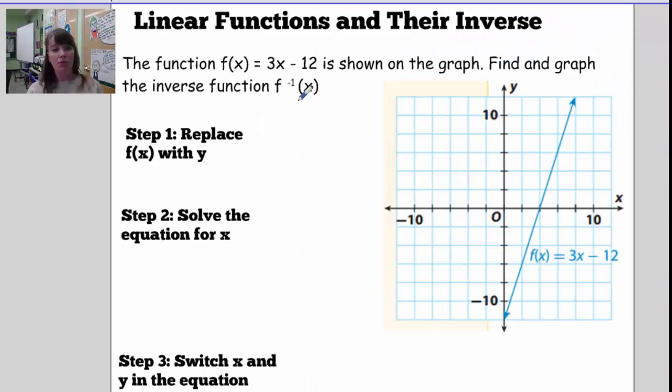All right, so we're going to do the same thing here, but then what we're going to do is graph it after we're finished. So here we take the original function and replace it with y. So we have 3x minus 12. This is the original function here.